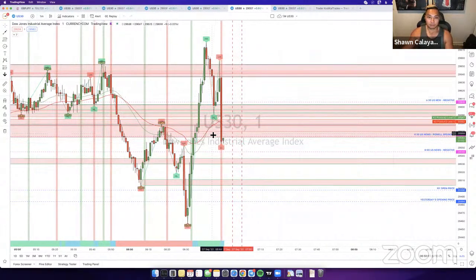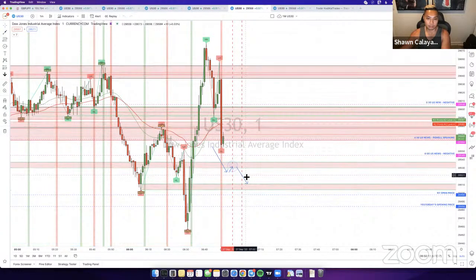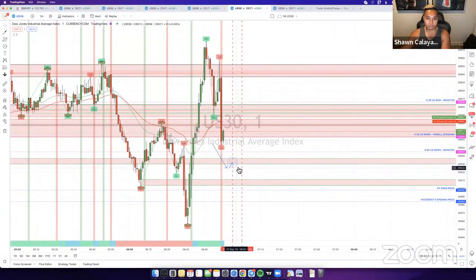One thing we have to keep an eye out for is these red flags. So typically what I'm looking for right here is I'm looking for price to come down, retrace up slightly, provide a wick rejection right here, and then we ride it for continuation lower. That's pretty much what I'm looking for. That's a pattern.